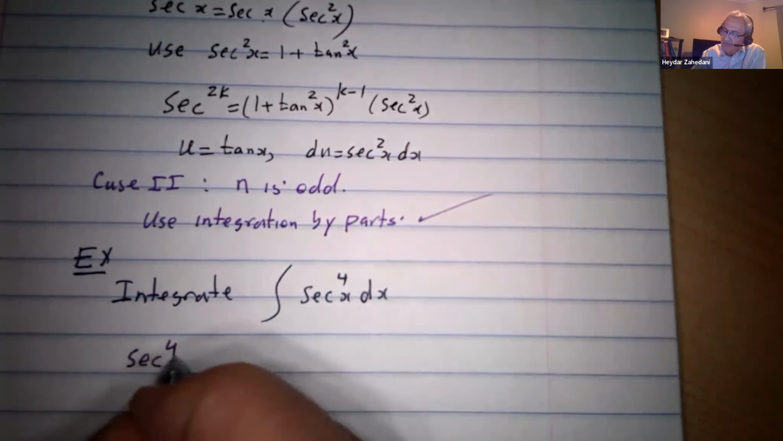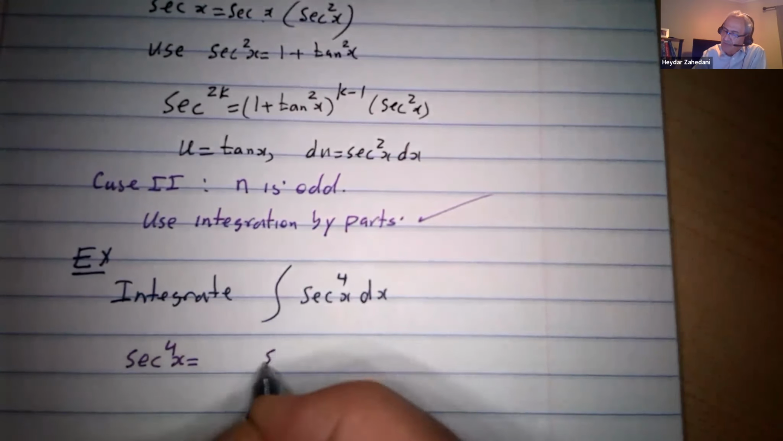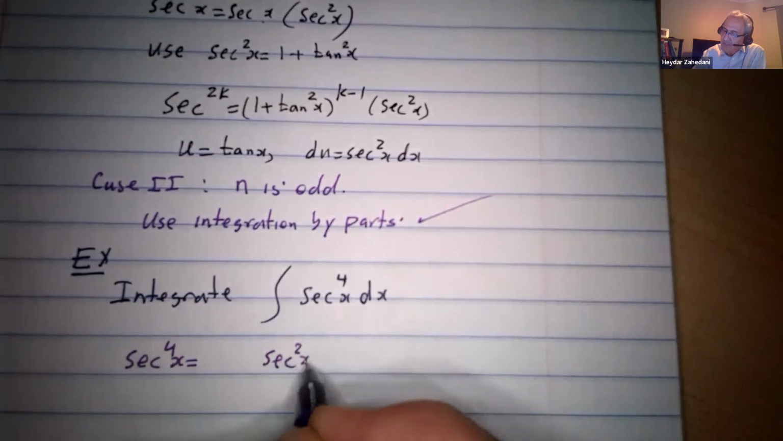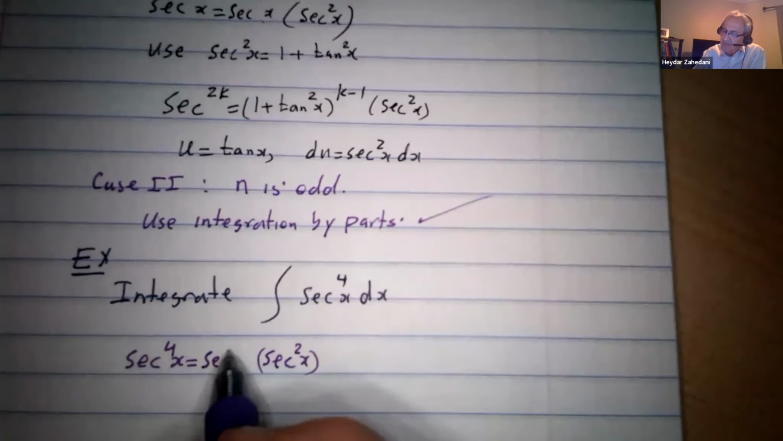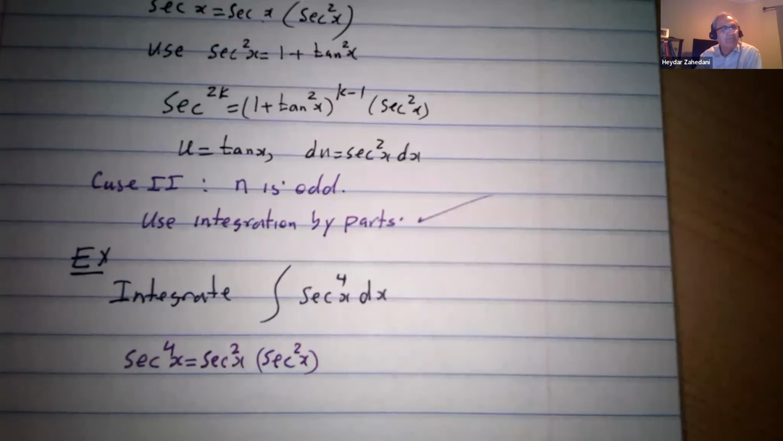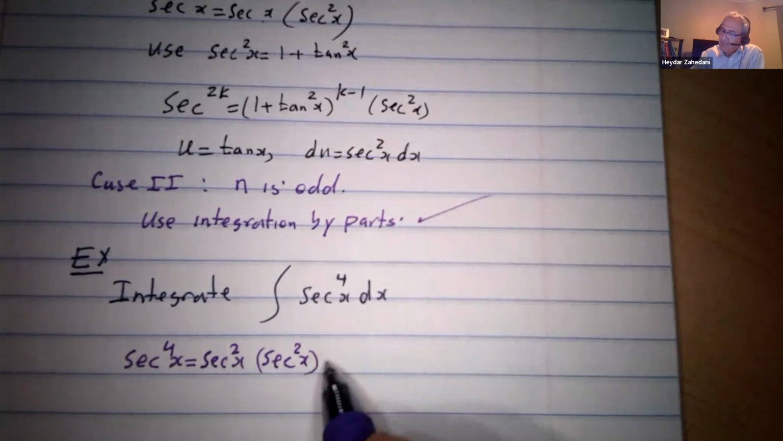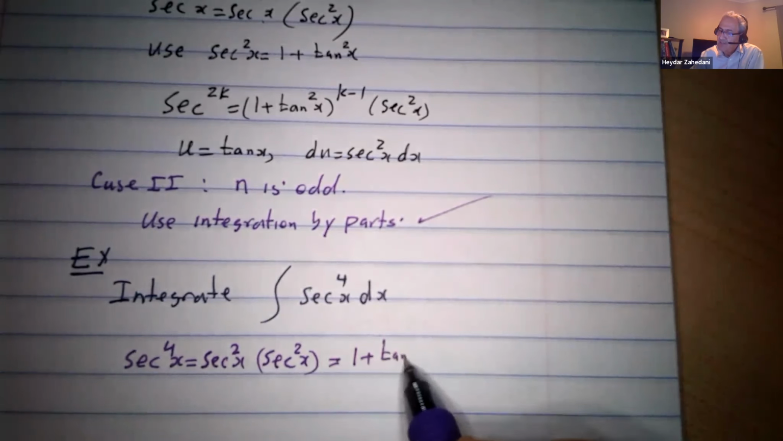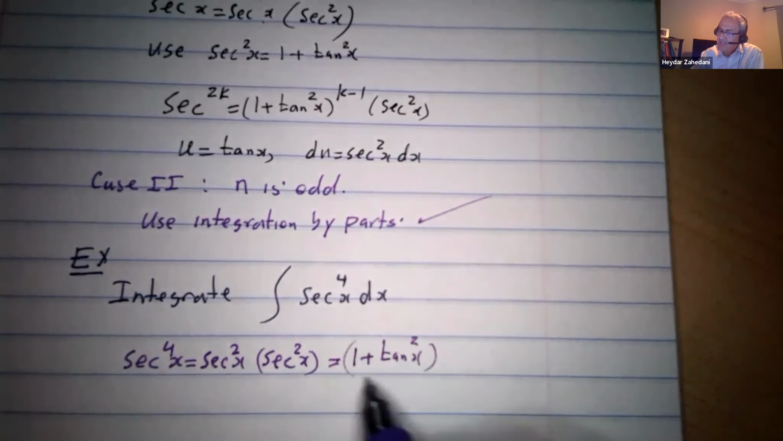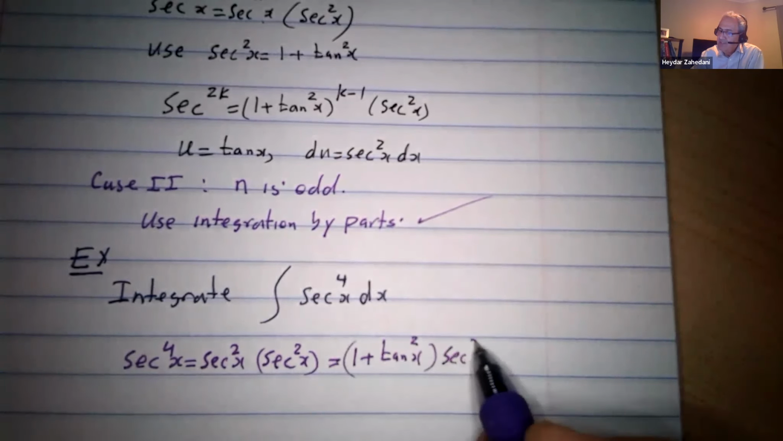That's a secant to the fourth. You pull out one secant square here, you keep it. Left over, that's a 4, so that gives you secant square. It depends. If it's a 6, you keep the secant square, then we get the leftover to the 4. Now change the outside one to the tangent. So the outside one would be 1 plus tangent squared of x times secant squared. Now it's ready.